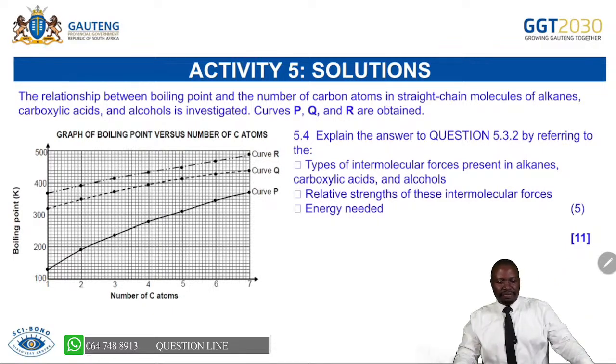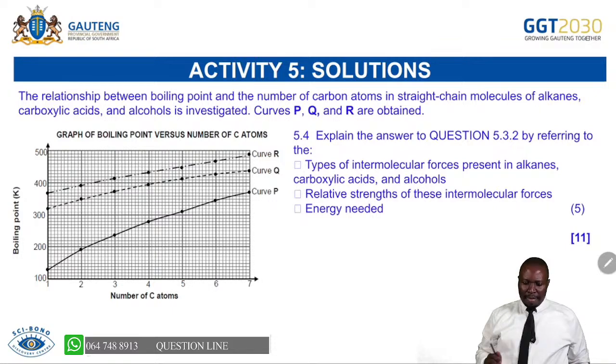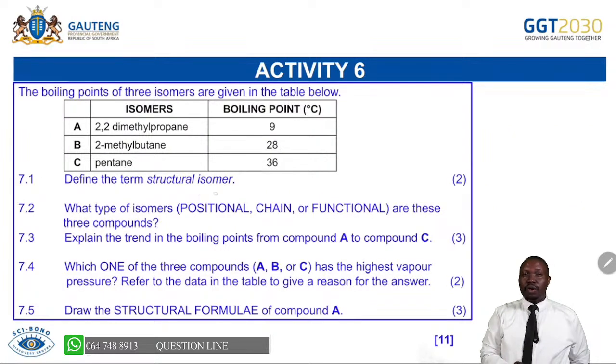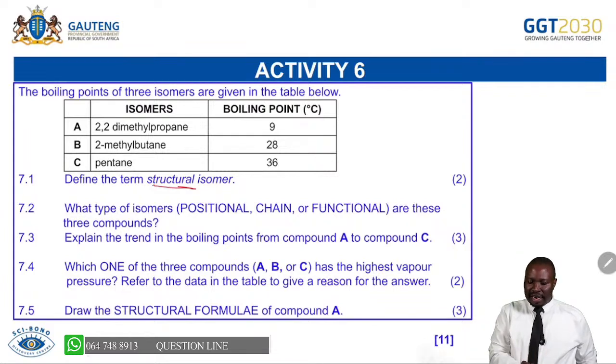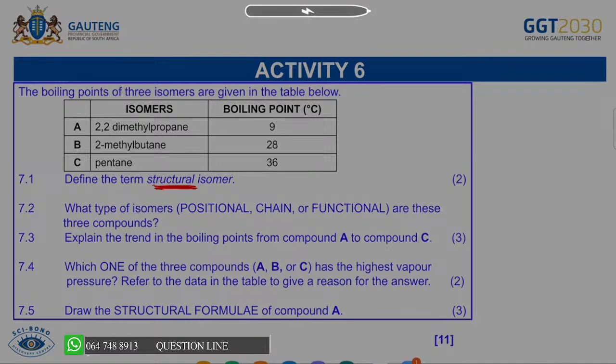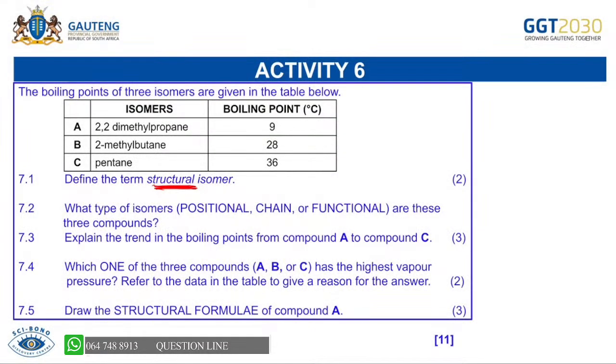Now let's look at activity 6 as we conclude. Define the term structural isomer. These are organic molecules that have the same molecular formula but different structures. Remember the difference is always in the structure that is given. What type of isomers, positional, chain, or functional, are the ones in the statement there? You can see you have 2,2-dimethylpropane, 2-methylbutane, and pentane. So you can see that these are chain isomers. They belong to the same homologous series.